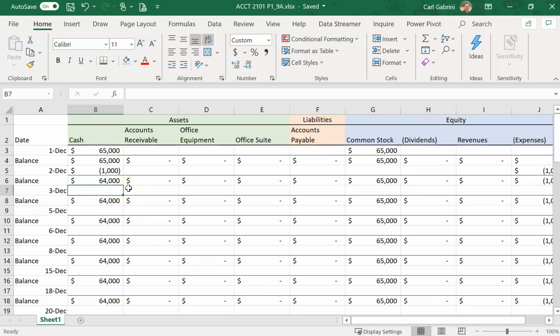Let's take a look at the third transaction. The third transaction says the company purchased $13,000 of electrical equipment by paying $4,800 cash and agreeing to pay the $8,200 balance in 30 days. Because they've agreed to pay it in 30 days, that's going to be in accounts payable. It's not any kind of a long-term loan or note, it's just an account payable.